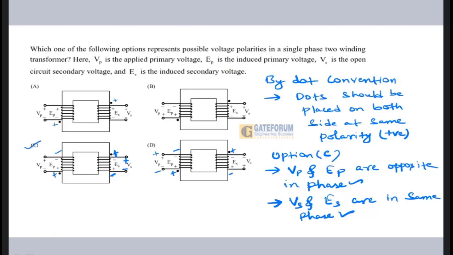Because here you see this is plus, this is minus, and this is plus, this is minus. So in option C, I am getting VP and EP opposite in phase. So that is correct from the phasor diagram, and ES and VS are in same phase. So that is correct. So option C is the correct answer for this question. In none of the other options do you get these two fundamentals which are present in the phasor diagram of a transformer. Okay, end of the question.